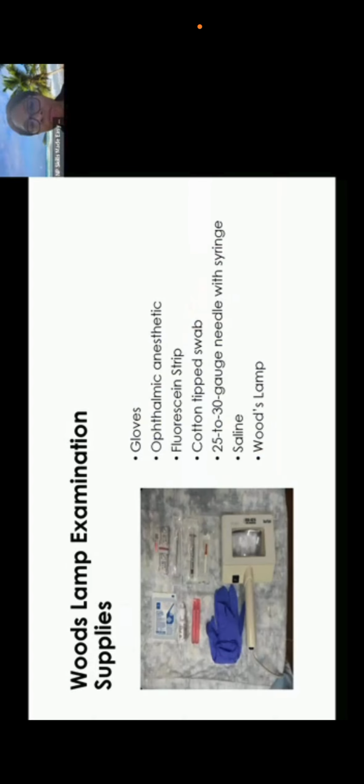There are several different kinds of Woods lamp that you may see in your facility. These two that you see are typically common ones. One is a handheld, and one is handheld as well, but it has the magnifier that you can look in. You want to gather your supplies, so you need gloves, your ophthalmic anesthetic, a fluorescein strip, cotton tip swab, a 25 to 30 gauge needle with a syringe, saline for irrigation, and of course your Woods lamp.